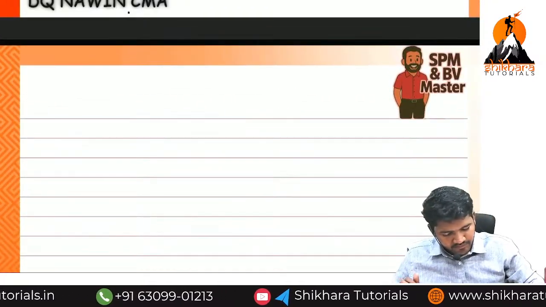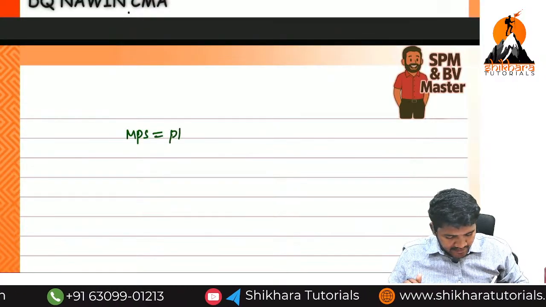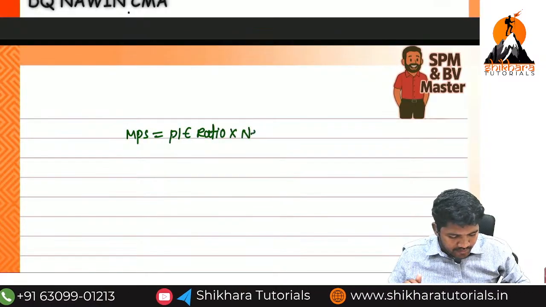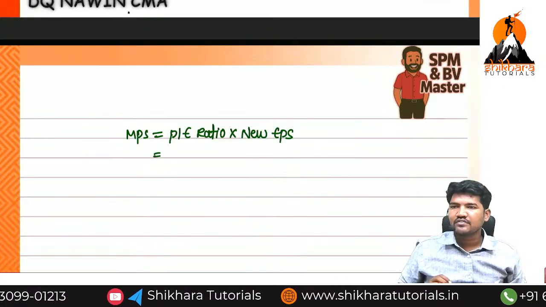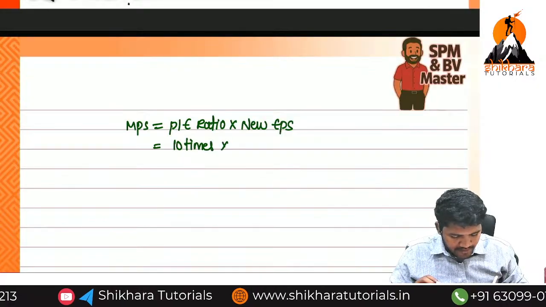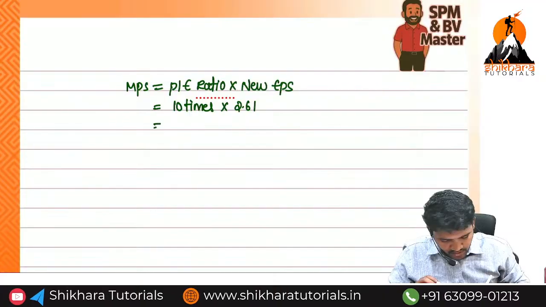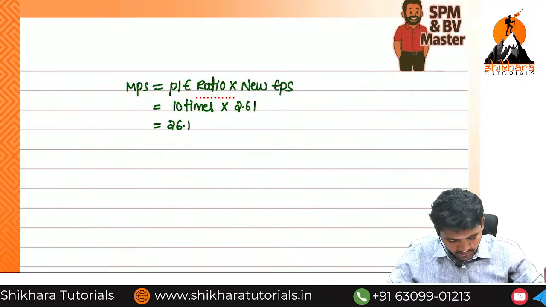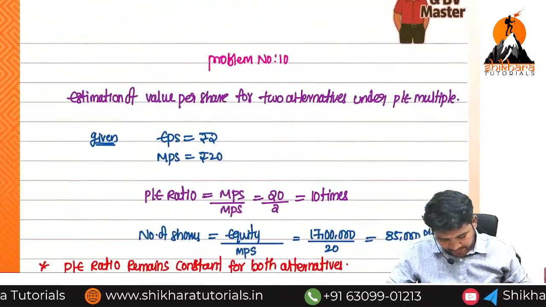Now, MPS equals PE ratio into what? EPS or new EPS? New EPS. Now, PE ratio, any changes? No. Why? Because of the assumption. 10 times. What is the new EPS? 2.61. Now, what is the answer? 26.1. This is all under case A.